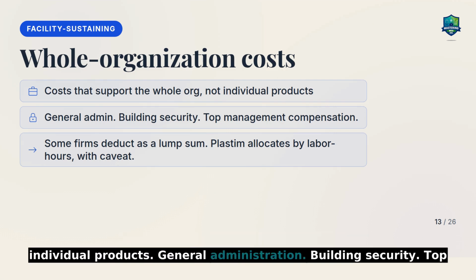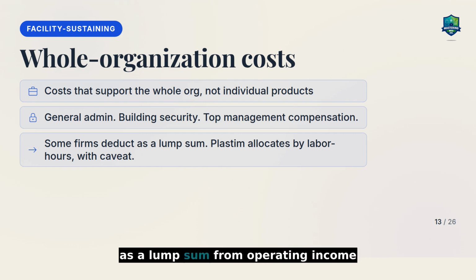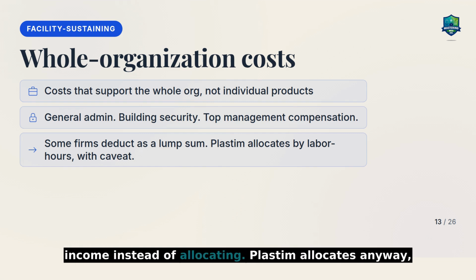General administration, building security, top management compensation. Some companies deduct these as a lump sum from operating income instead of allocating.